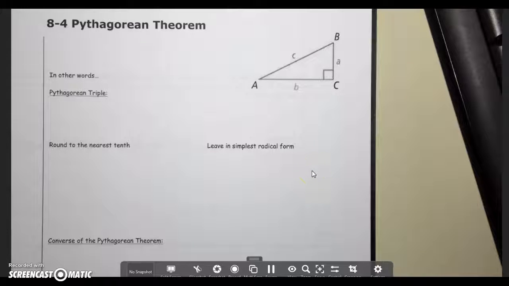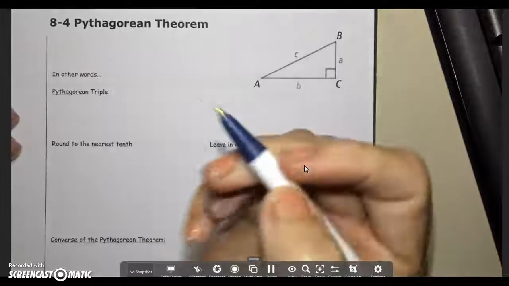So we're on 8-4, Pythagorean theorem. The slideshow that you have in your Edpuzzle is the description of how Pythagorean theorem came to be. You need to watch that. One of my students made that slideshow, and I think it's a really good explanation.